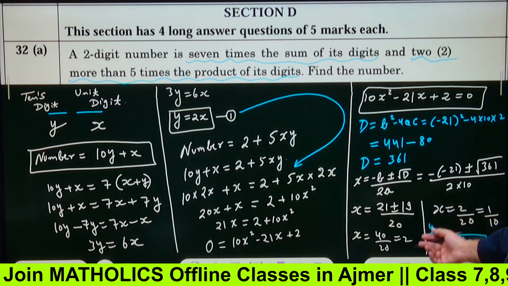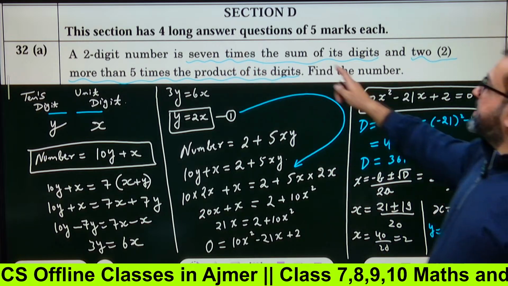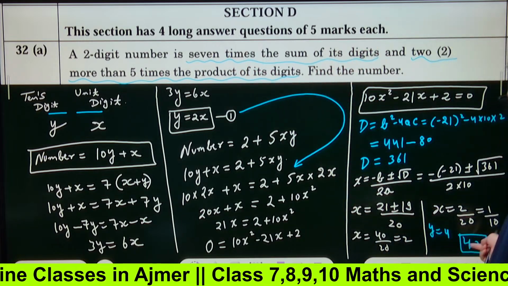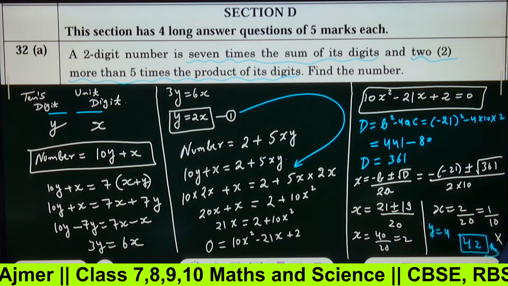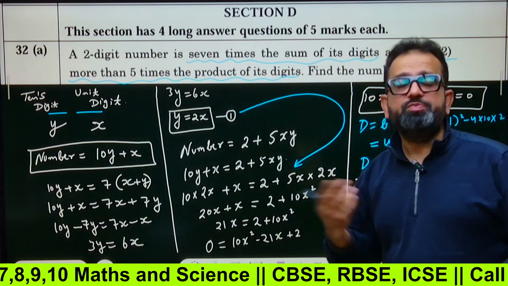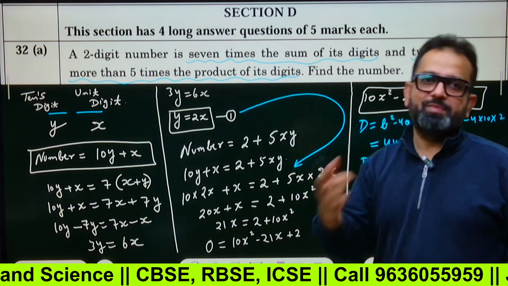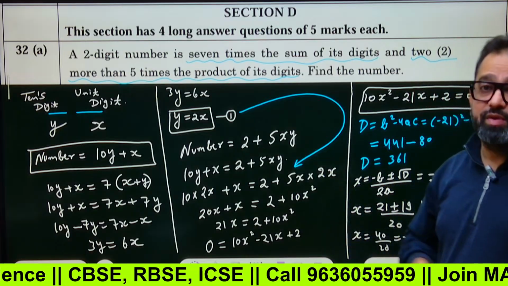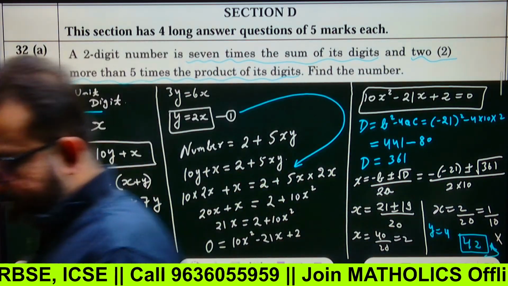Now check. A two-digit number, the answer came out to be 42. It is 7 times the sum of its digits. Sum of digits, 4 plus 2 is 6, 6 into 7, 42. That means our answer is correct. Also, it is 2 more than 5 times the product of digits. What is the product of digits? 4 into 2 is 8. 5 times 8 is 40 and plus 2, 42. Right? In this way, you can cross check also. Copy this. 42 is the correct answer.